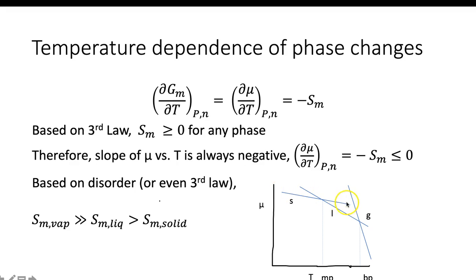We would have a solid, a liquid, and a gas. All of them have negative slope, and the solid slope is less than the liquid slope, which is much less than the gas slope. So that's what that's representing.